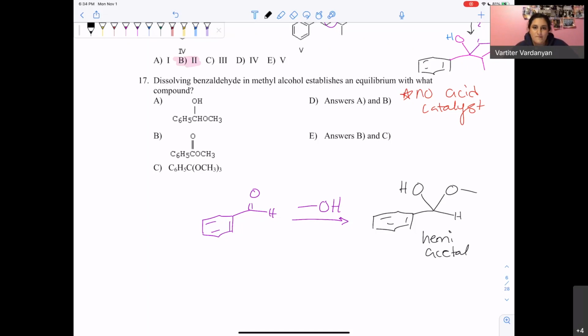Is it A? Mm-hmm. And this is one where you could just tell by looking at it once you've practiced this a couple times, because you know that you can't have a carbonyl present in the acetal ketal reaction, and this one has 3 OR groups. So that makes no sense. So A is the only one that makes sense. Okay, got it.